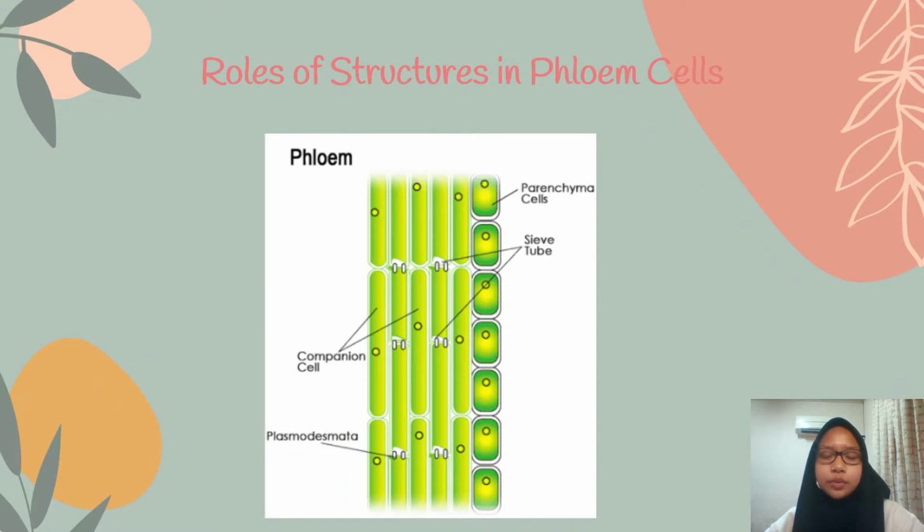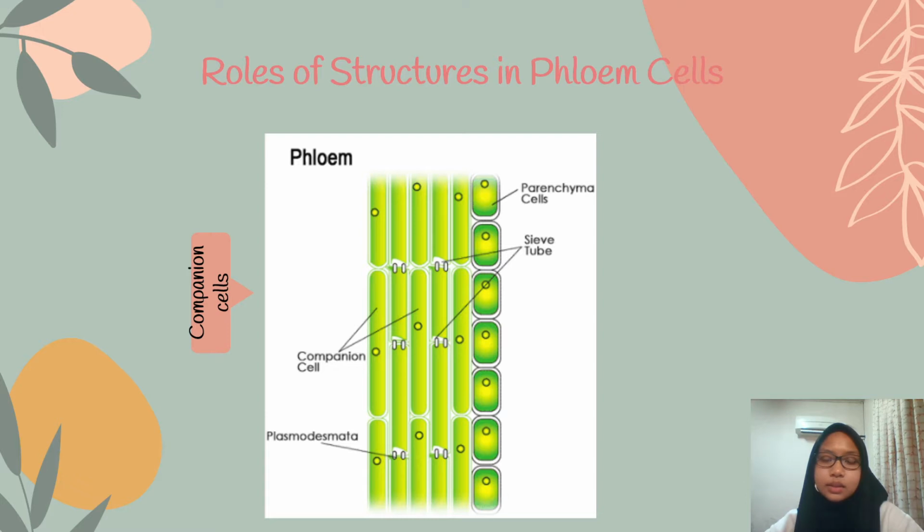Okay, moving on, we are going to talk about the roles of the structures in phloem cells. The first structure in phloem cells is the companion cell. It functions in several roles, including phloem loading and unloading, long-distance transport, and as a quality control center for monitoring the nature of substances passing into and out of the phloem. As we know, transport of substances in the phloem requires energy. One or more companion cells attached to each sieve tube provide this energy. The sieve tube is completely dependent on its companion cells.